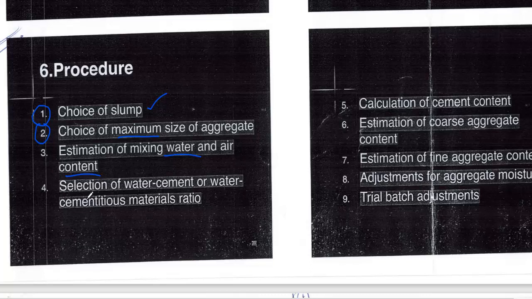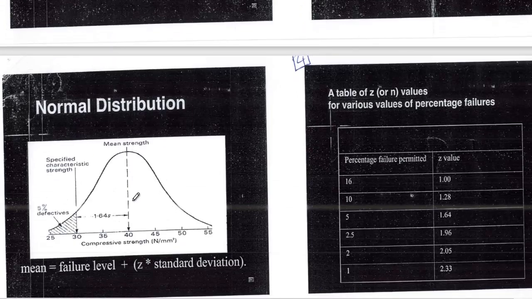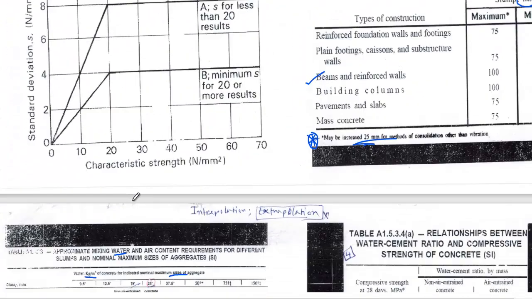Then selection of water cement or water cementitious materials. Why do they name it differently? One is water cement, where maybe you are using water and cement only, or sometimes you may use some cementitious materials like fly ash instead of cement, or maybe another chemical in powder form as a cementitious material. At that time, cement plus those materials will be together. Anyway, once you have this situation, then you can select.